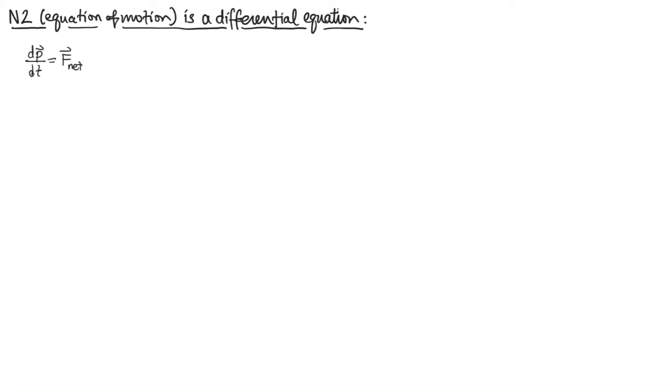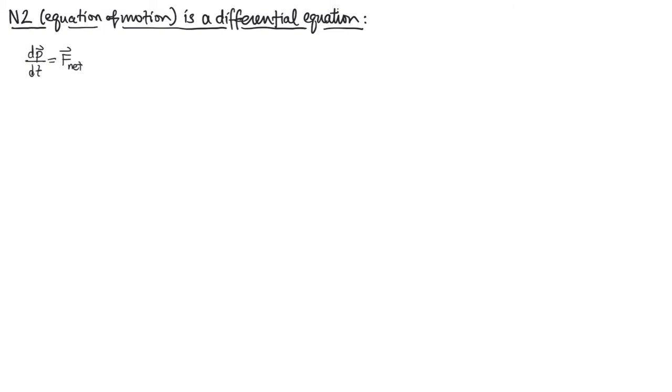Hello again, physics friends. We're going to talk today about Newton's second law, equations of motion, and differential equations. So Newton's second law we're going to start with right here. dp/dt, the change of momentum in time, is given by the net force. And once you specify all the net forces, you then have an equation of motion. Okay, and that equation of motion is a differential equation.